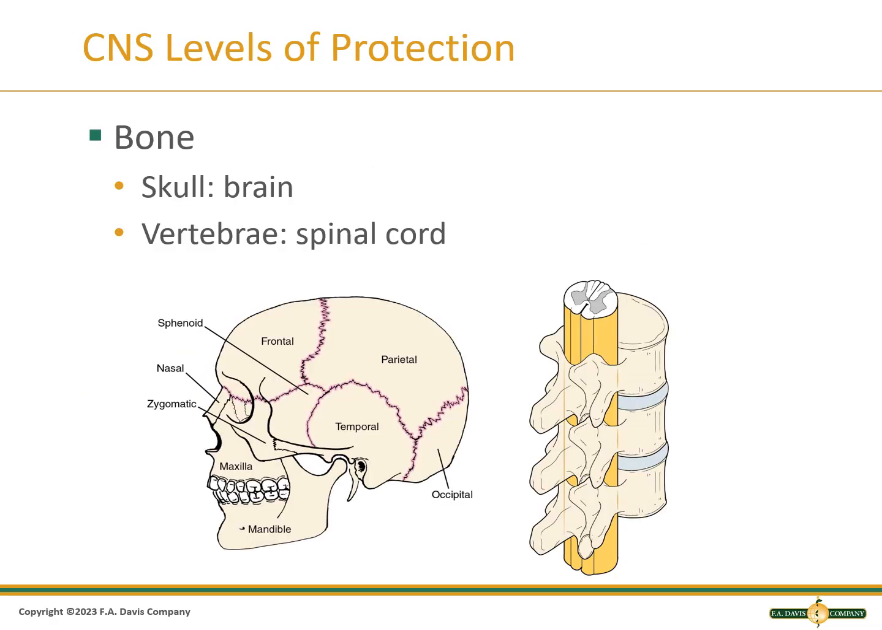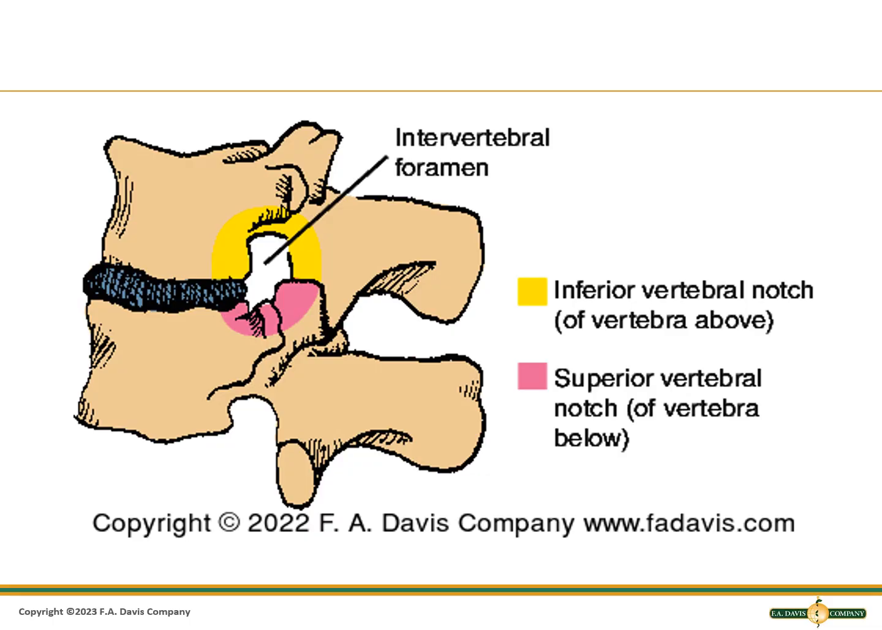The nervous system is protected by several layers, the most external of which is bone. So in the head, the skull protects the brain, and in the body, the vertebrae protect the spinal cord. We can see in the last slide how the spinal cord travels through the vertebral foramen of the vertebral column, but the peripheral nerves of the spinal cord need to exit between the vertebral levels.